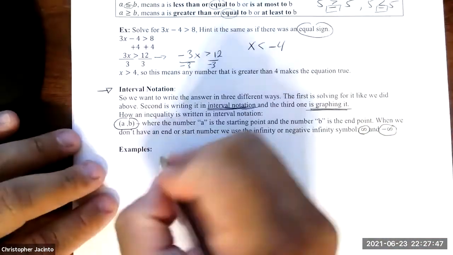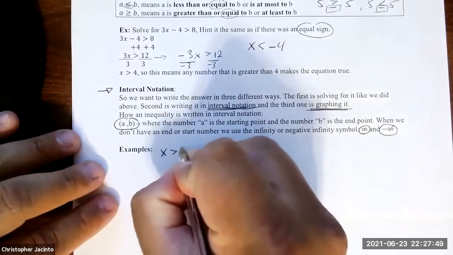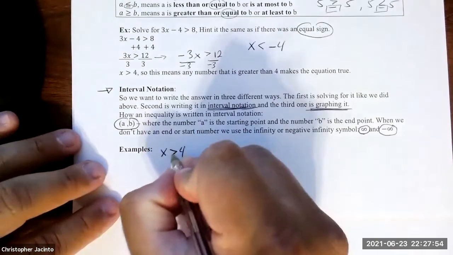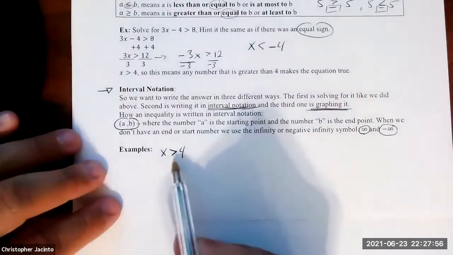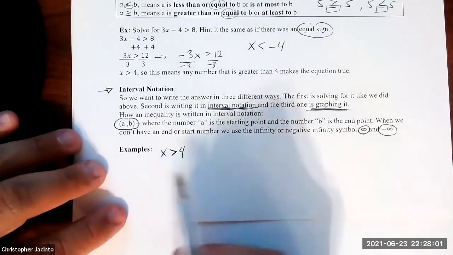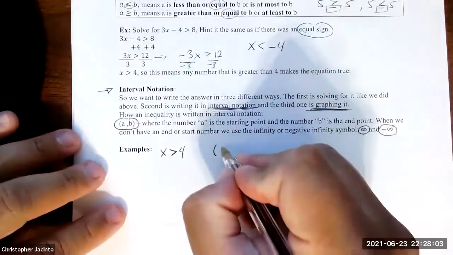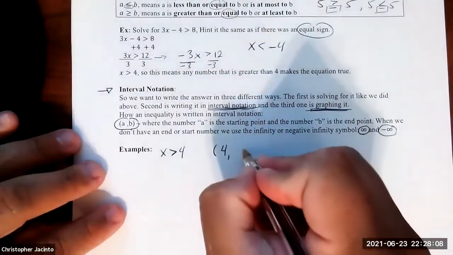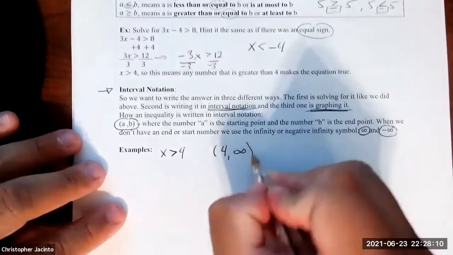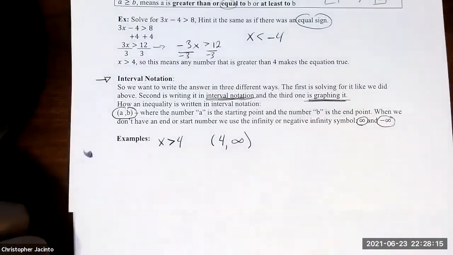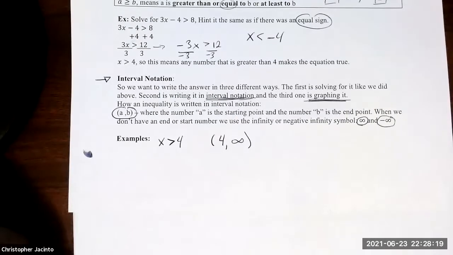So, for example, let's suppose we want to write this in interval notation. This says x is greater than 4, which means everything above 4 works. So our starting point, the a value here, would be 4, and since it can go on forever, our endpoint will end up being just the infinity symbol, looking like that. And that's pretty much all we're going to do.